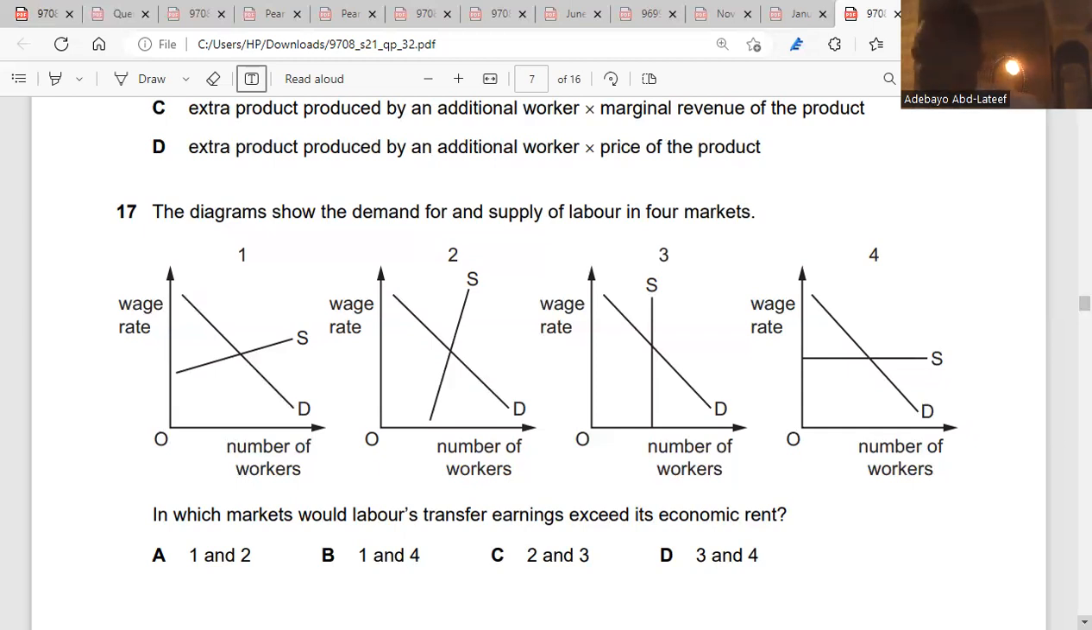Is it clear? So question 1 and 4, sorry, 1 and 4, which is B. 1 and 4, yeah, B. Question 18.